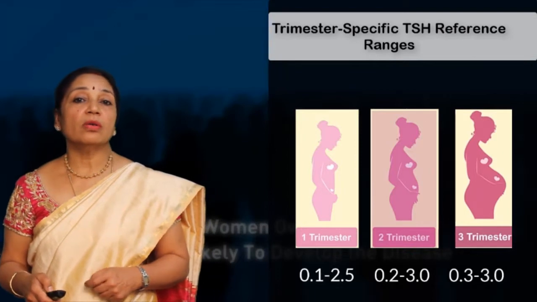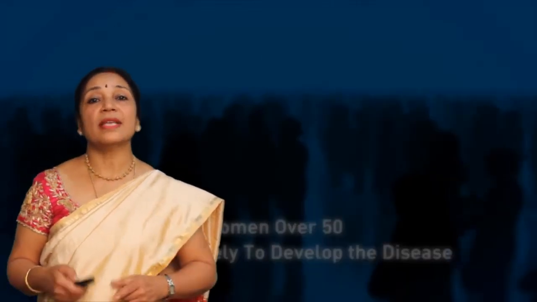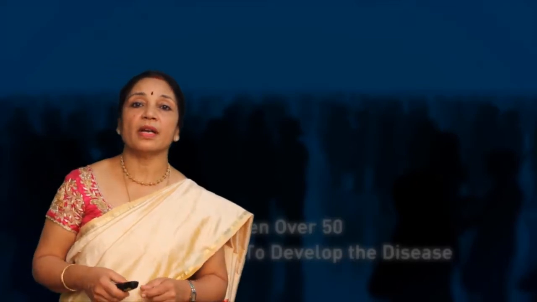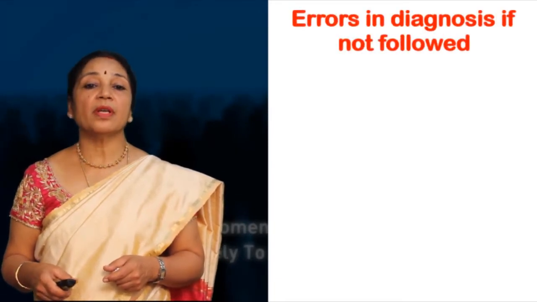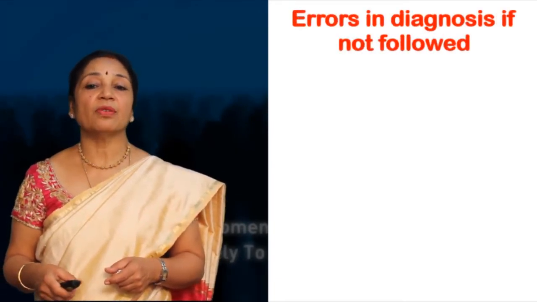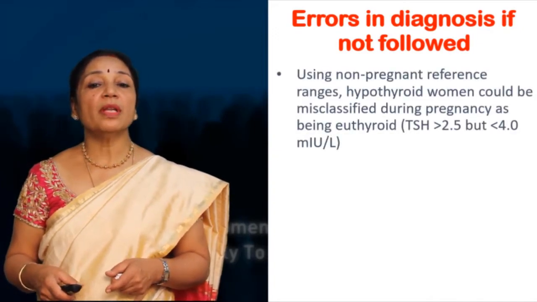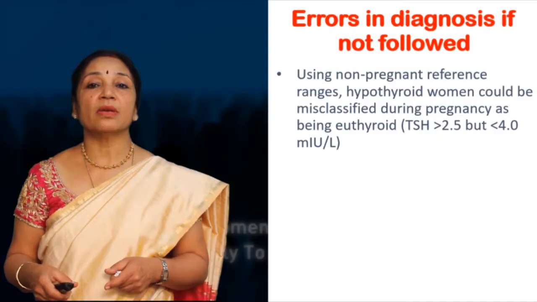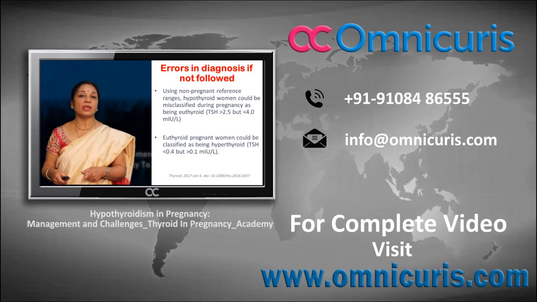If we do not follow the trimester-specific TSH ranges and we happen to use the same range that we have for a non-pregnant woman, there could be an error in diagnosis. Using non-pregnant reference ranges, hypothyroid women could be misclassified during pregnancy as being euthyroid, because the TSH could be more than 2.5 but less than 4.0. We now classify these as hypothyroid, but if we don't use the trimester-specific range, they could be easily thought of as euthyroid.